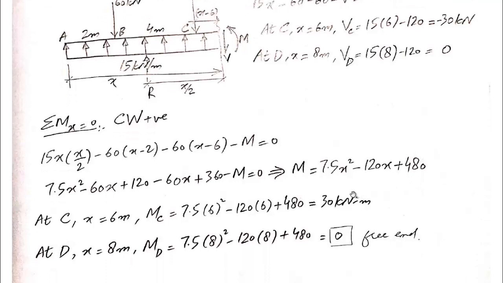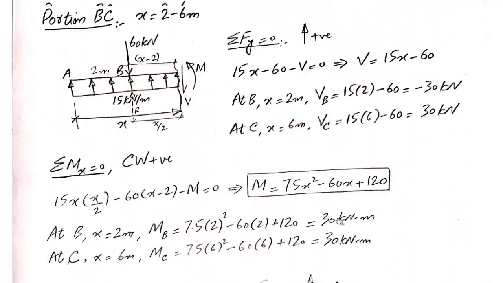And as it's a second degree equation, x is present, so we will calculate the value of bending moment for points C and D separately. At C, x is equal to 6 meter. So MC, when x equal to 6 meter is put in this equation, we get MC equal to 30 kilonewton meter. And at point D, when we put x equal to 8 meters, MD comes out to be 0. Is this 0 logical?